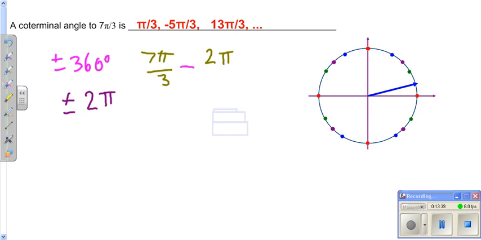If you subtracted a couple of these full revolutions, which would really be 4 pi, you know you're going to have a pi in your answer. I want you to go ahead and go 7 over 3 minus 4 on your calculator. You know you're going to have pi in your answer. When you fractionize that, you're going to get a negative 5 pi over 3.